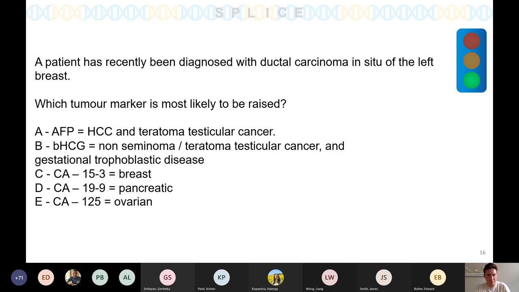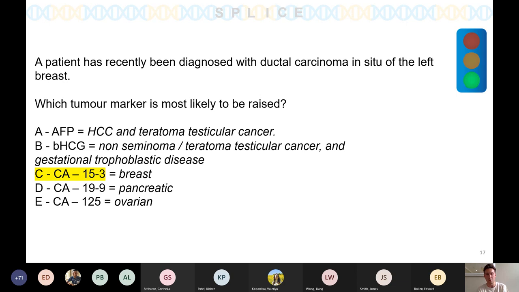So we can just skip through this. Basically, you've got a patient who's been diagnosed with breast cancer, and this is whether you knew your tumor marker for breast cancer, which is CA15-3. I think these are often quite good to know because it's very easy to put a question like this.